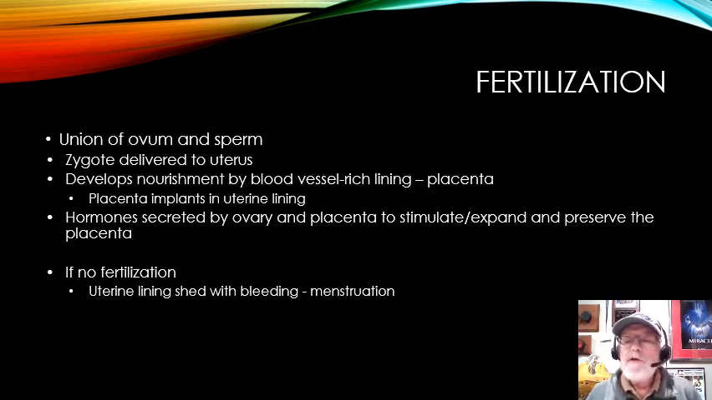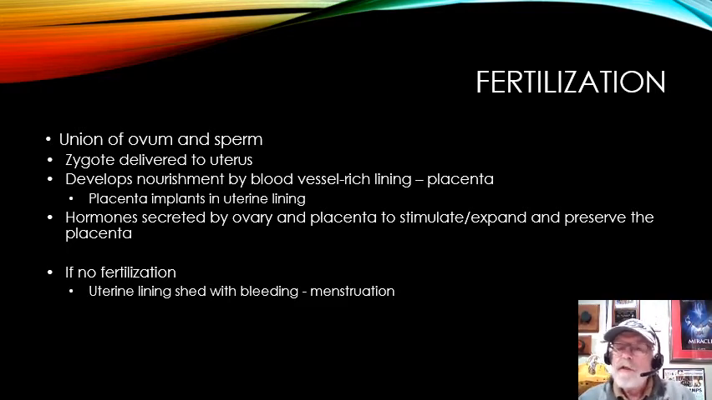So if we do have fertilization, there's a nice good place for that zygote to stick to, okay? So that's how fertilization then becomes implantation. And then a number of hormones are produced there.